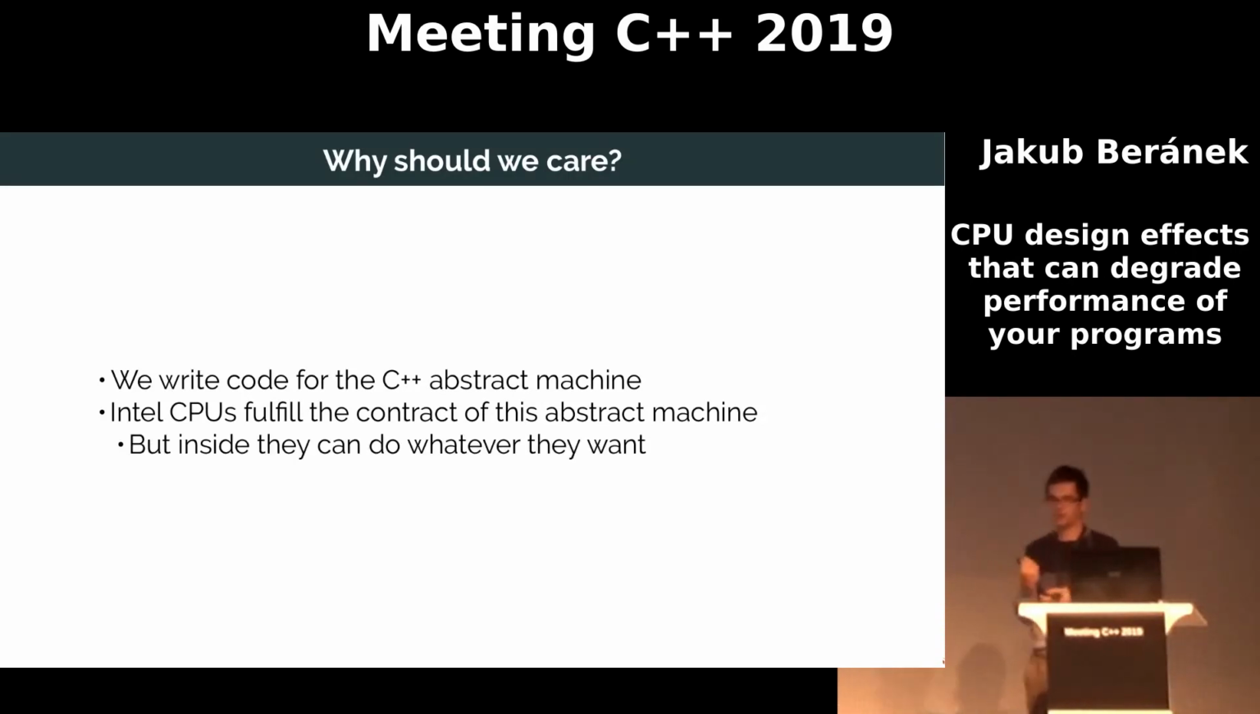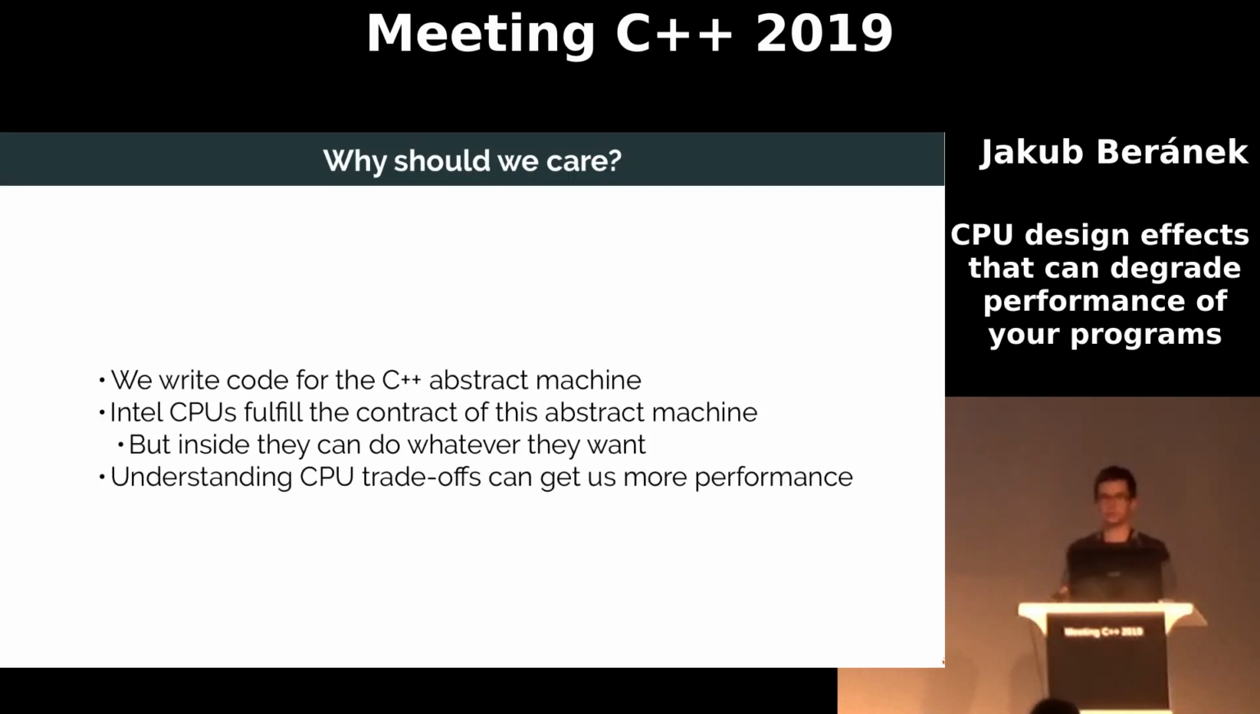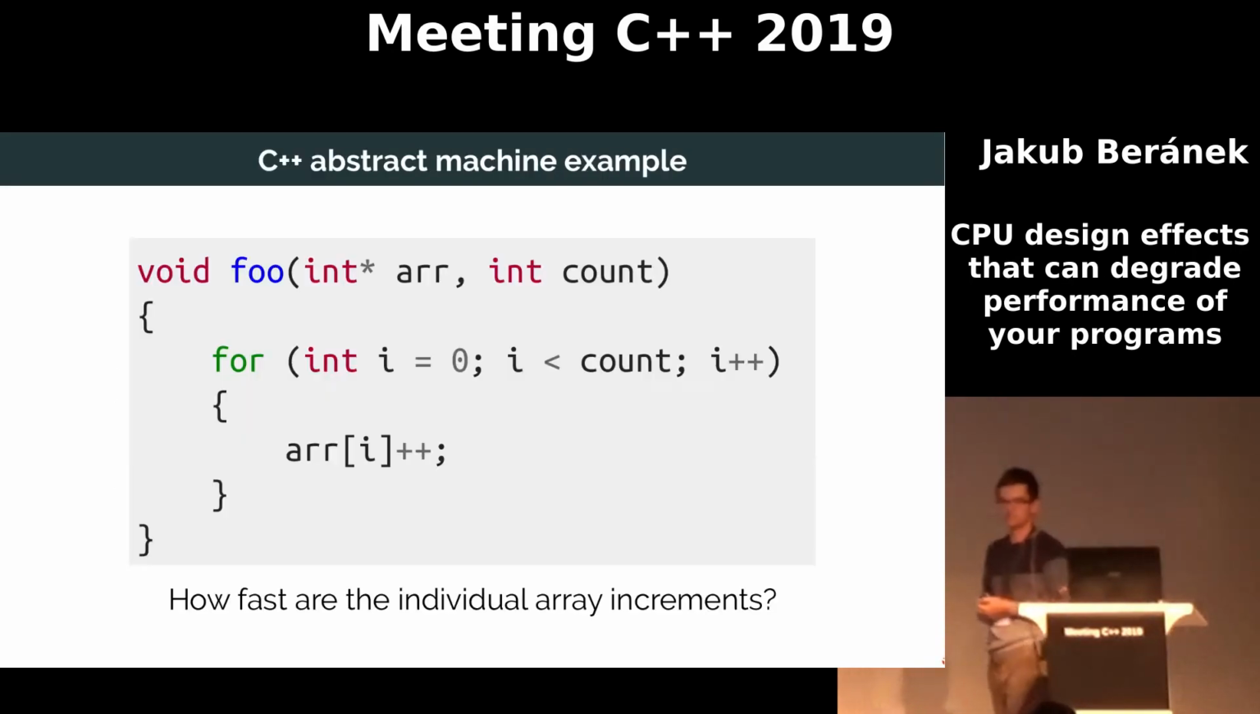But in reality, Intel CPUs are incredibly complicated, and they are doing a lot of funny stuff and heuristics inside just to be faster. And if we try to understand more about those trade-offs inside the CPU, this can get us more performance.